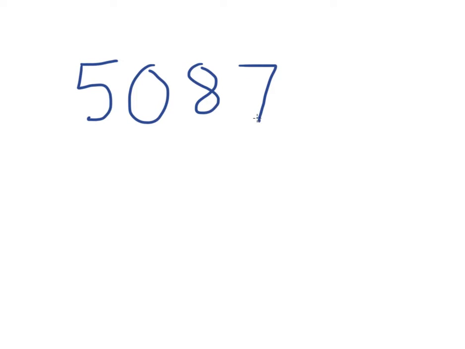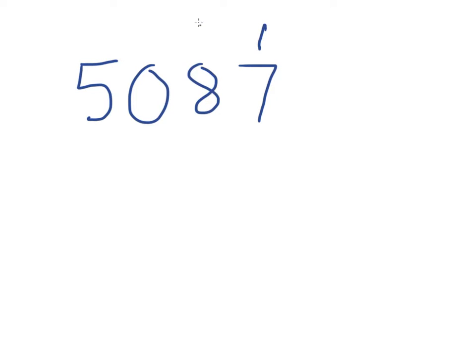We live in a base 10 world, probably because we have 10 fingers. So if I write a number in base 10, which is what you're used to seeing, let me write a number. Let's say the number 5087. You know, of course, that this 7 is really in the ones place, and I could write a 1 here.